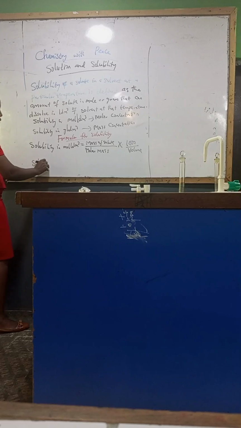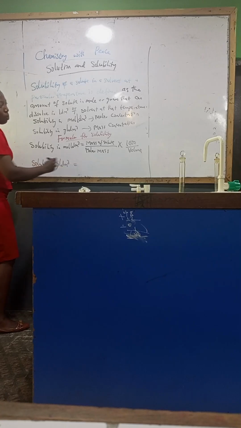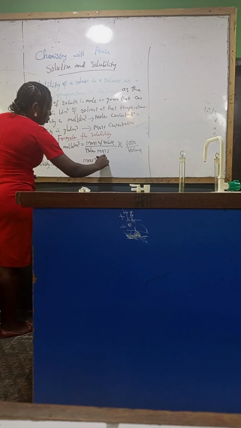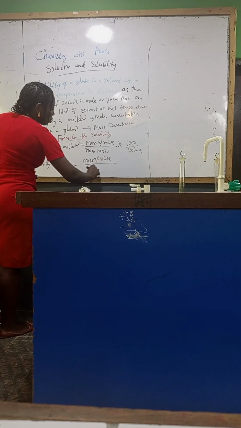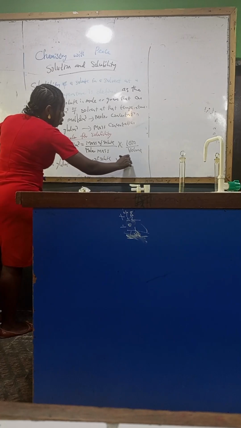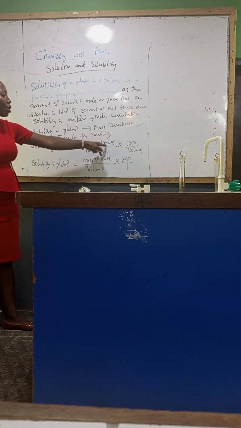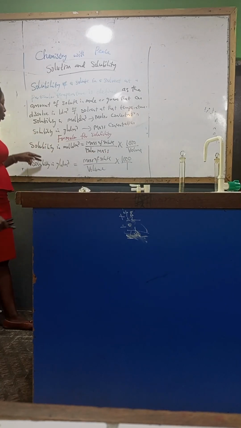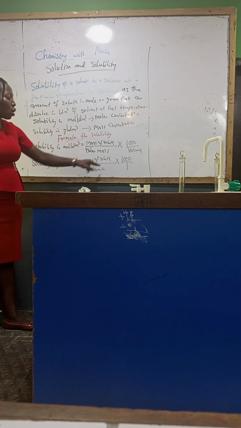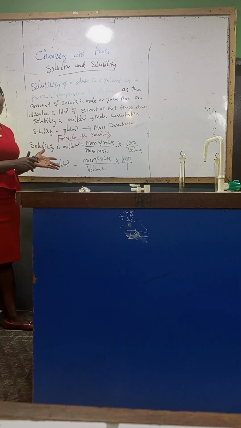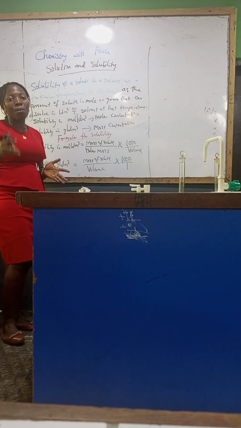Solubility in gram per dm³ is equal to... There are also other formulas used in solving questions that concern solubility. The question given to you determines the formula you are going to use.